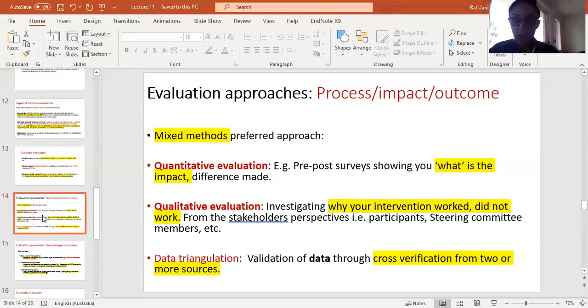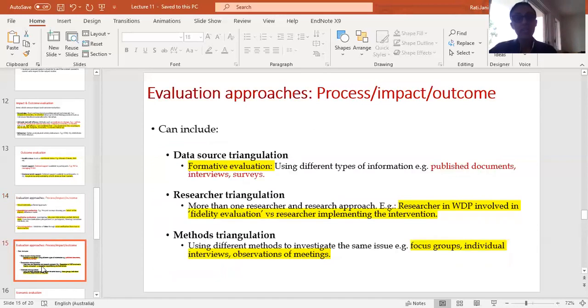So what is data triangulation? Which is cross verification of the same thing via two or more sources. There are different ways of doing data triangulation. So now with data triangulation, you have three most common methods which are used. One is data source triangulation, which is you look at previously published governmental documents, surveys, interviews, things like that, to see whether it is giving the same kind of outcome which your study has given.